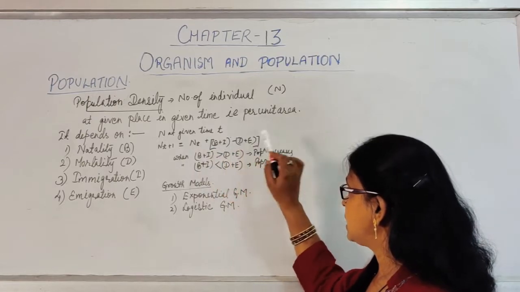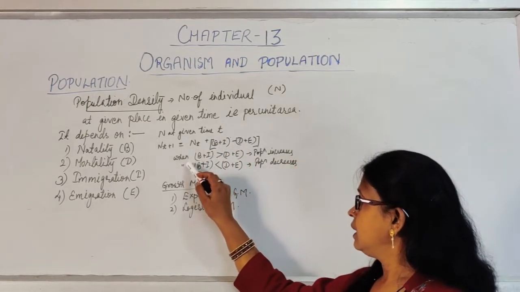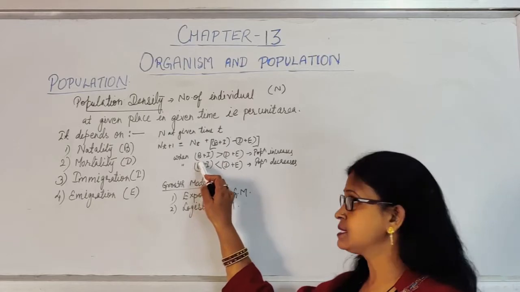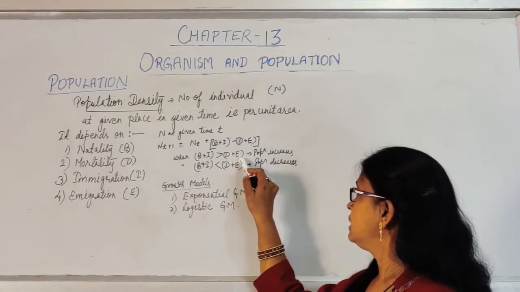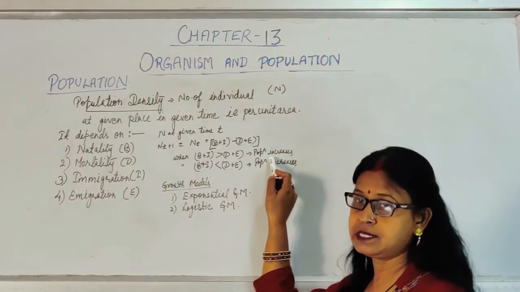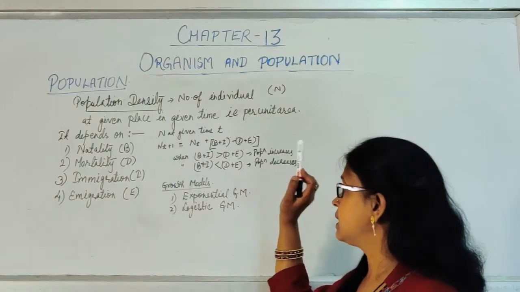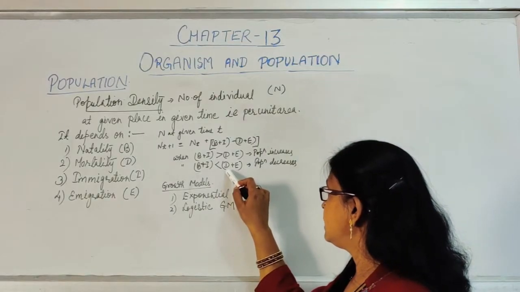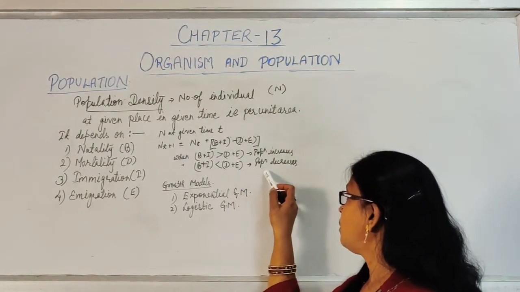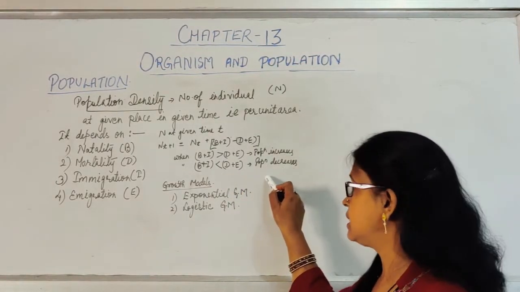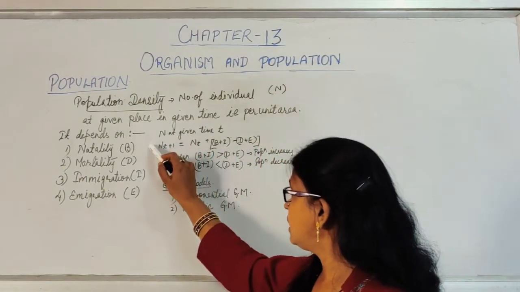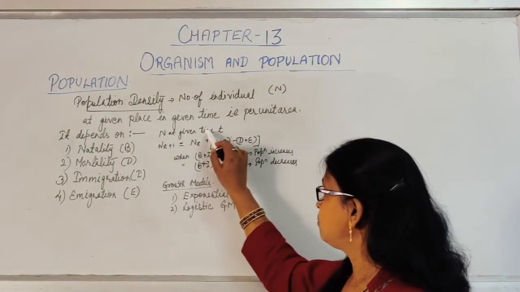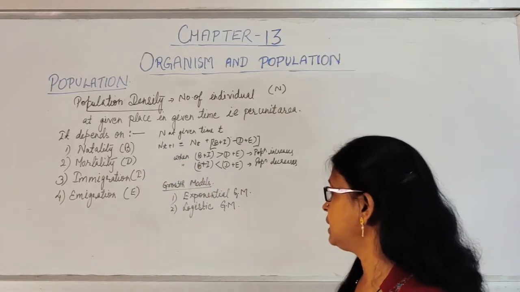So this will be denoted like that. Now when B plus I is greater than D plus E, then the population density will increase. If B plus I is less than D plus E, then the population density will decrease. So this formula is showing the change in the population density of that particular area.